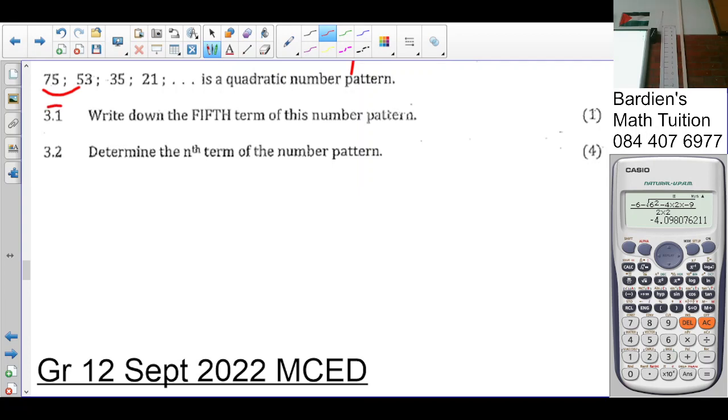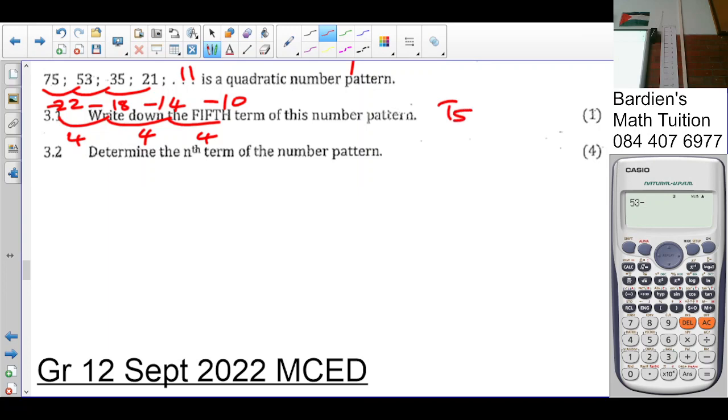Check then. 22. And then? 18. Then? 14. So in other words, I'm adding 4. Now many of you wrote minus 4, so watch out for that. Okay. So if I add 4, then the next one is going to give me negative 10. Negative 21 minus 10 is negative 11. So term 5 is negative 11. You all agree with that?